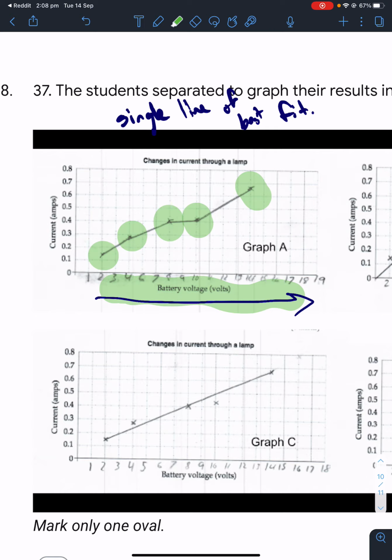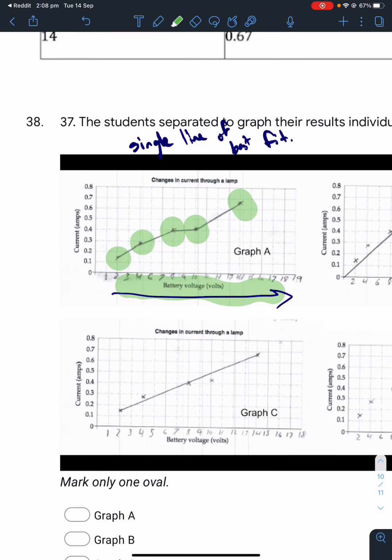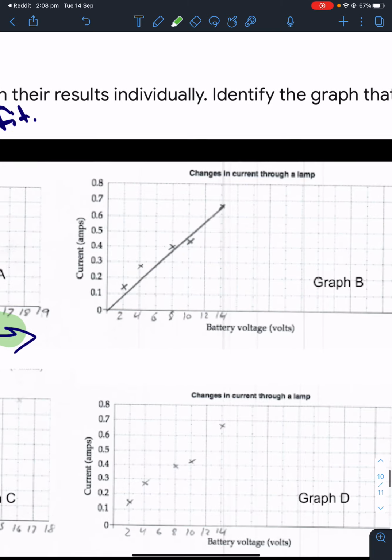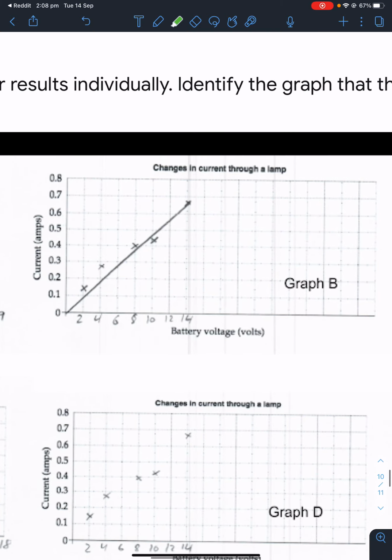The main thing that graph A did wrong is this dot-to-dot point lines of best fit. Okay? Alright. Graph B.